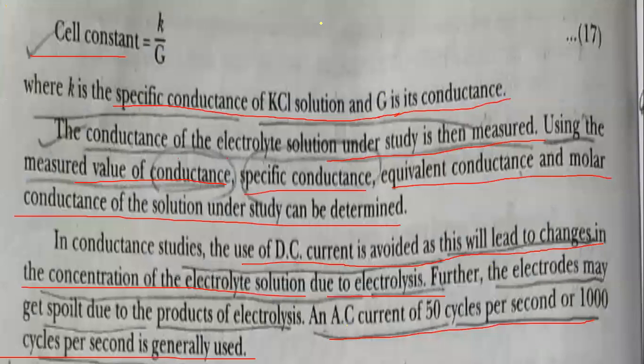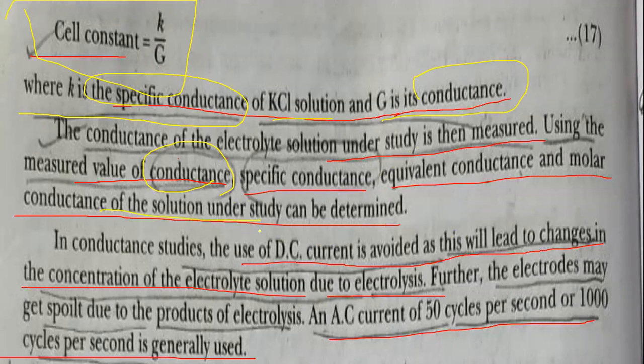So what is the cell constant? Cell constant is K upon G, where K is the specific conductance of KCl solution and G is the conductance. The conductance of the electrolytic solution under study is then measured. Using the measured value of conductance, we can find out the specific conductance, equivalent conductance, and molar conductance of the solution.